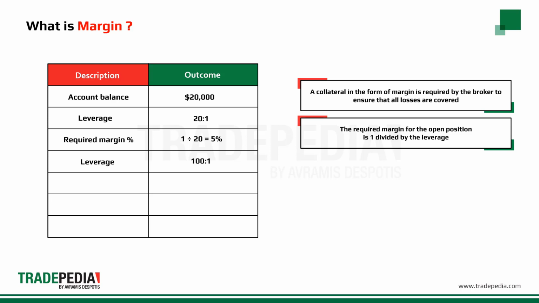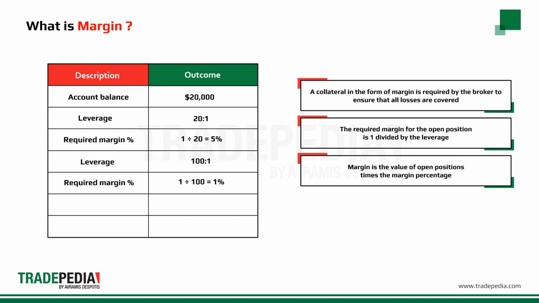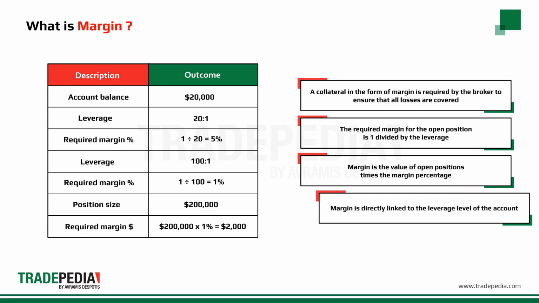If the leverage choice is 100-to-1, the required margin is 1 divided by the leverage level of 100, which equals 1%. Margin is the value of open positions times the margin percentage. So, for a margin of 1% and a position of $200,000, the margin will be $2,000. As you can notice, margin is directly linked to the leverage level of the account.